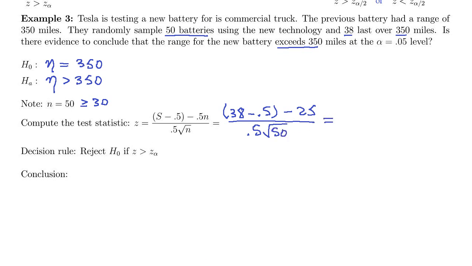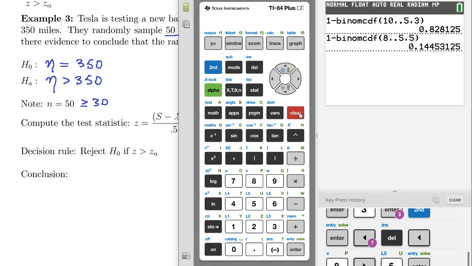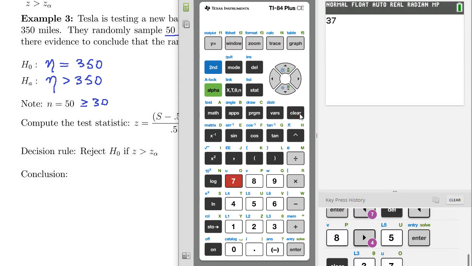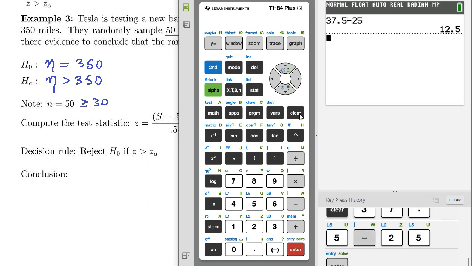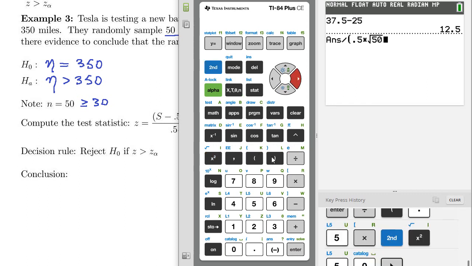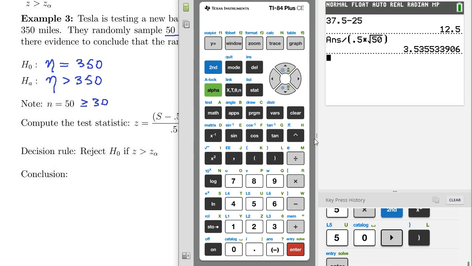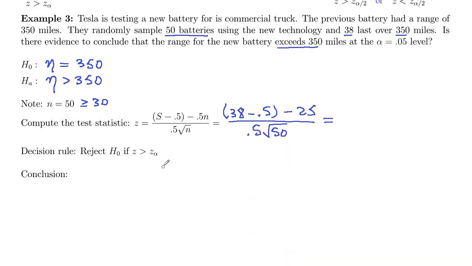Let's go ahead and enter that into the calculator. So that's going to be 37.5 and then minus 25, which is 12.5. And we're going to divide by 0.5 times the square root of 50. So 3.54.